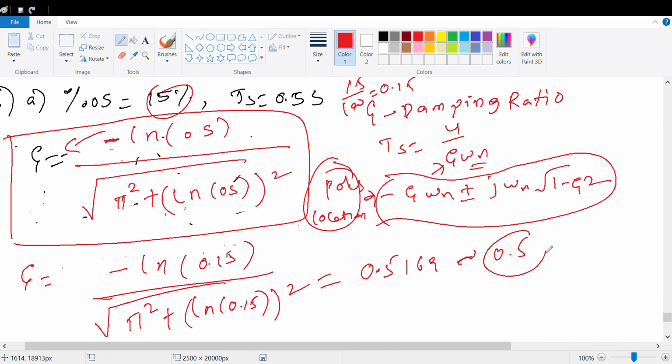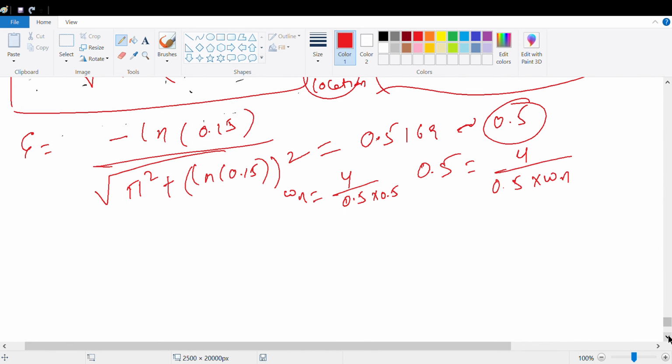So we got zeta, and we know the settling time. Settling time is 0.5 seconds. So 0.5 equals 4 by zeta, which is again 0.5, and omega n. Therefore omega n equals 4 by 0.5 times 0.5. So it is 16. Omega n is 16. Therefore zeta is 0.5, omega n is 16.